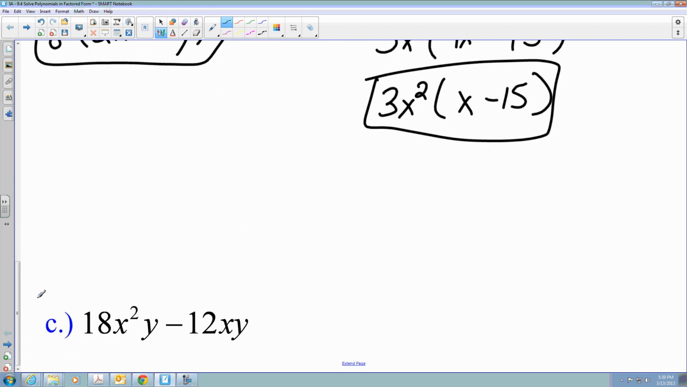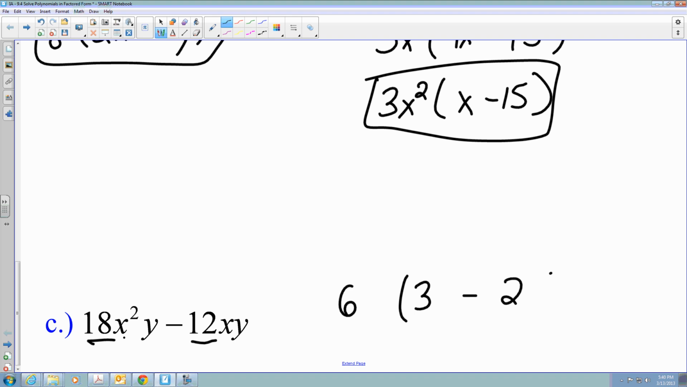Looking at this last one, again, I'm going to look at just the numerical values. I have 18 and I have 12. The value that I can take out of both of them would be 6. So then in my parentheses, I can go 3 minus 2. Because 6 times 3 is 18. And 6 times 2 is 12.